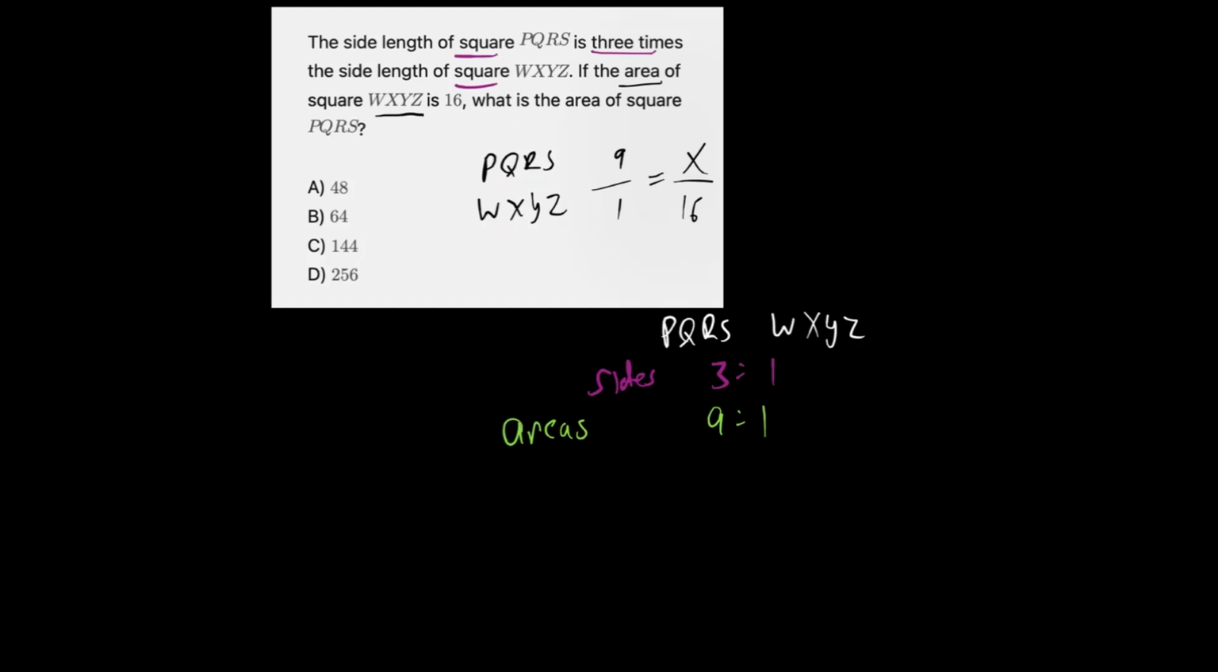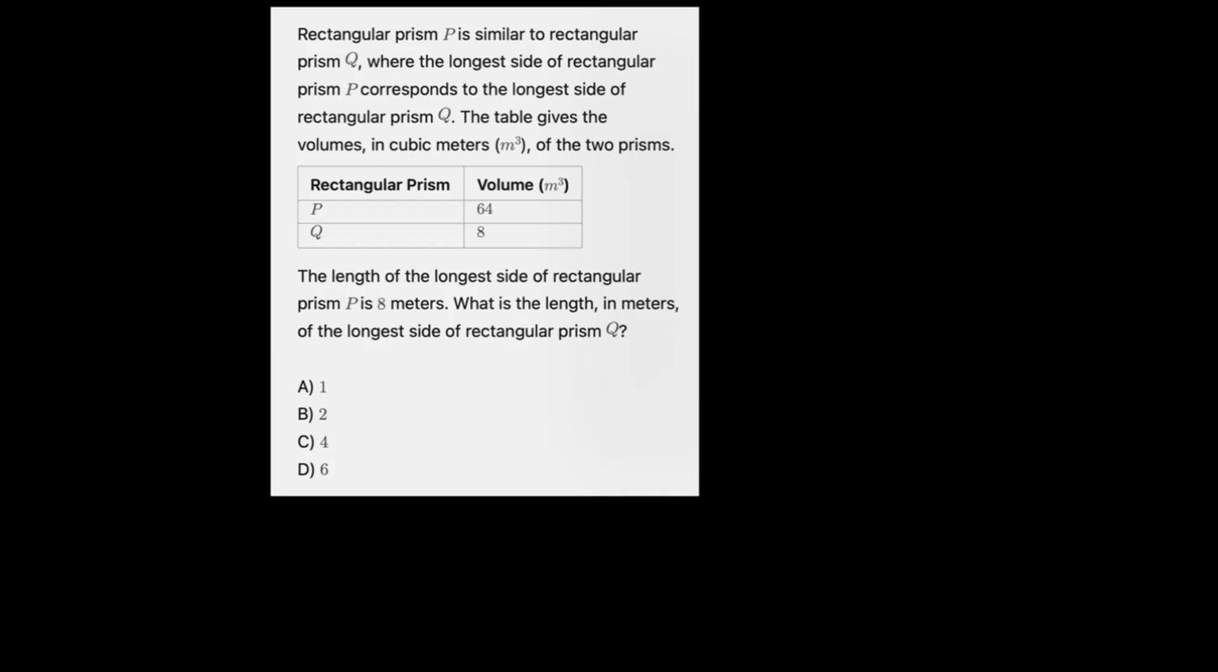So now that we have a proportion, we can cross multiply, and that'll give us 9 times 16 equals 1 times X. So we're just cross multiplying this times this equal to this times this. And on a calculator, 9 times 16 is equal to 144. So X equals 144. And the answer here is C. Now going on to another question.